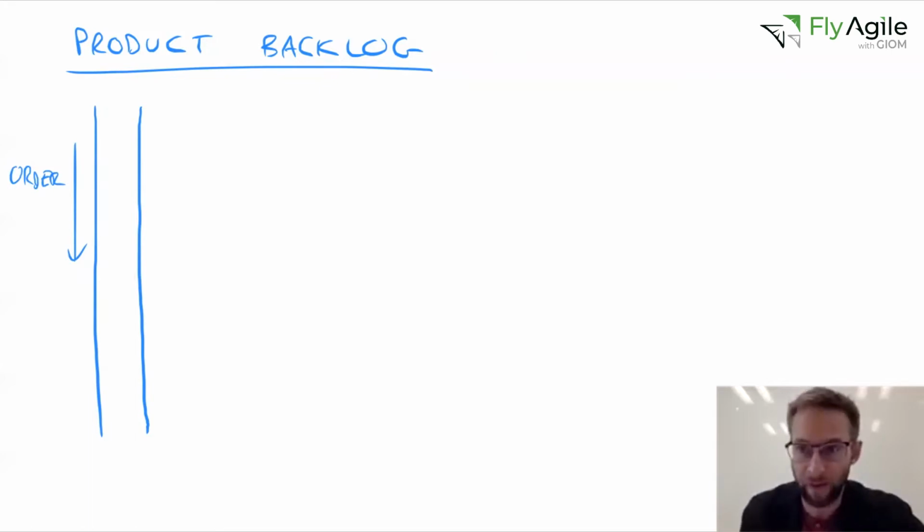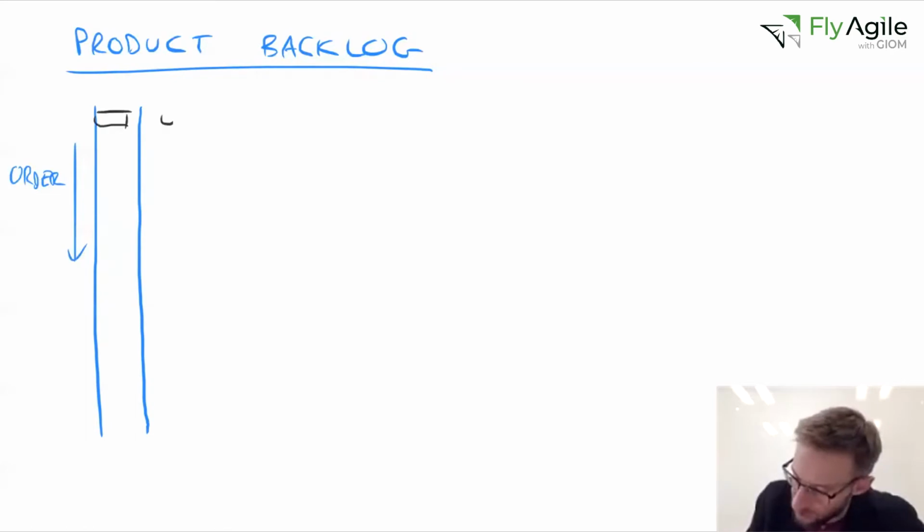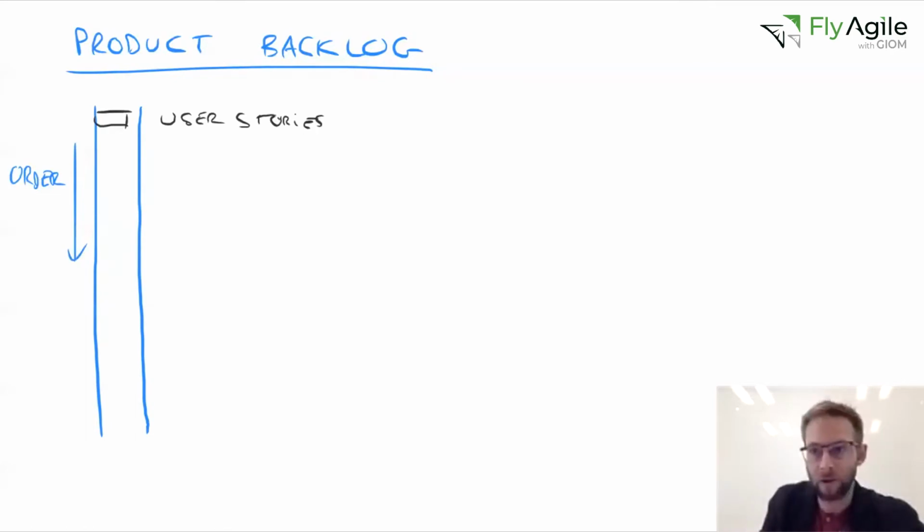What do we put in there? We strictly look at little pieces of features that we try to formulate from a user point of view. So you know the name of this little feature. They are called user stories. I'll get to that later on. There are variants about what you can put in a product backlog.